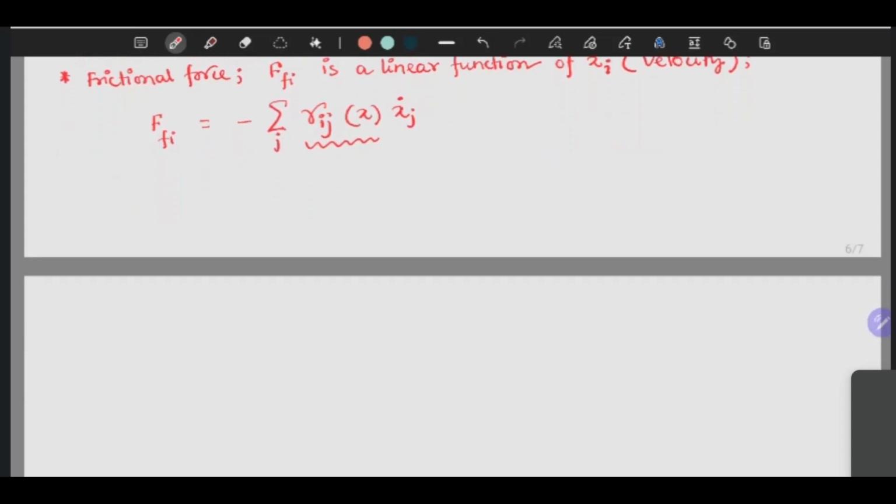And where gamma ij is the generalized friction coefficient.